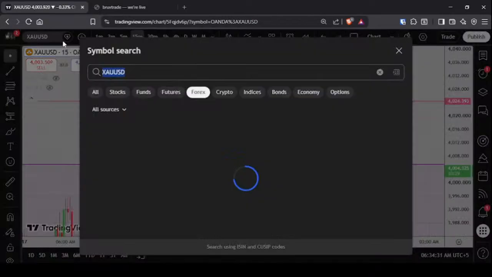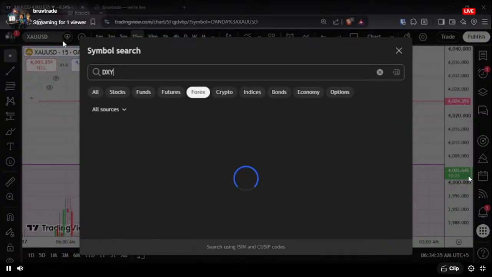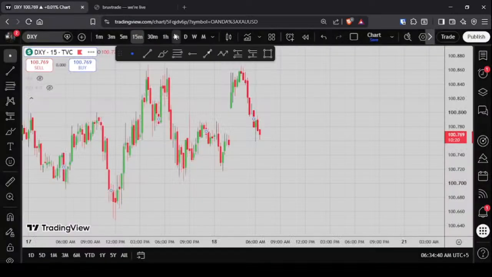Do you think we are missing something? No, I don't think we're missing something. Let's jump to DXY.